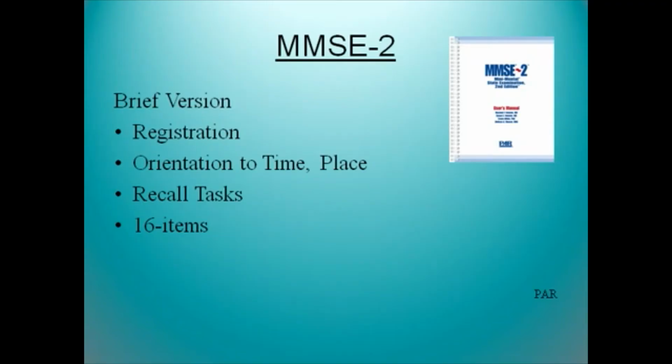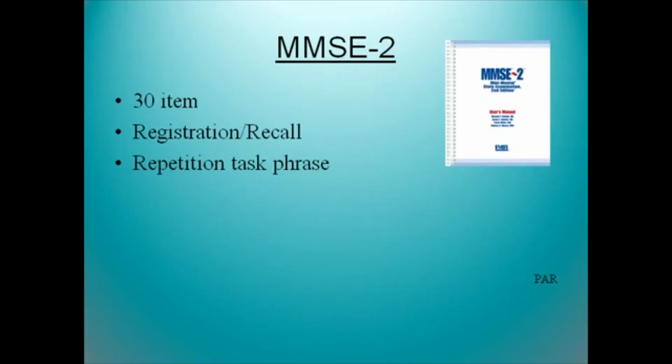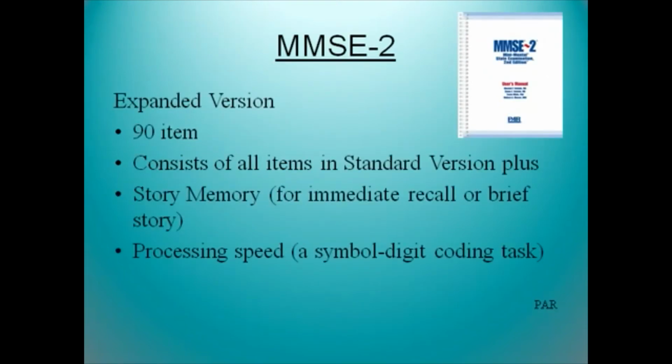It was published by PAR, which was kind enough to give me copyright permission to talk more about it. The brief version looks at registration, orientation to time and place, and recall tasks, and it has 16 items. The standard version builds on the brief version and also has registration, recall, and repetition tasks. The expanded version has 90 items and a lot more. It also has memory for stories and processing speed. It has a digit symbol coding.